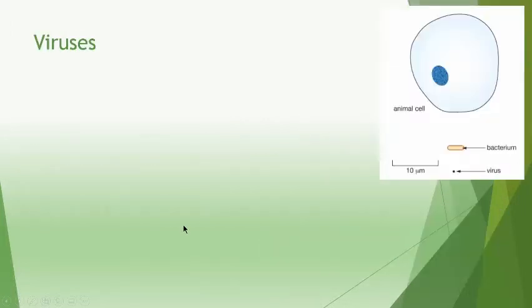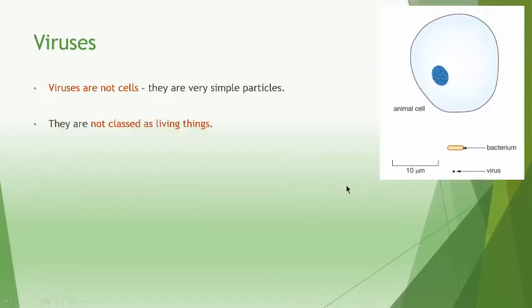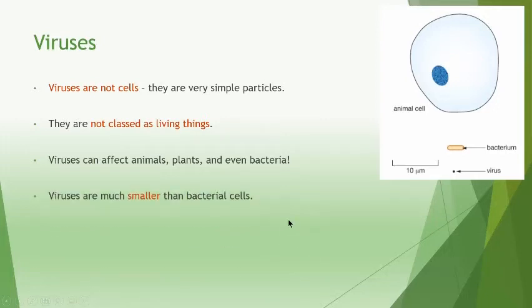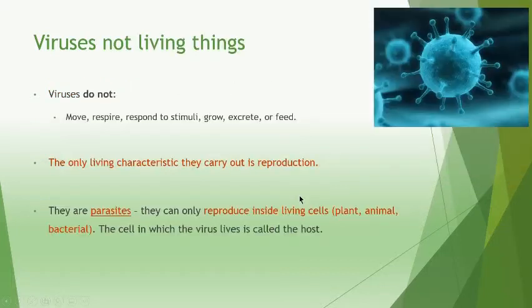However, we have bad viruses. First of all, viruses are not cells. They're very simple particles. You can see here, compared to a bacterium cell and an animal cell, it is incredibly small. They're not classed as living things, and we will cover why a little later in the video. Viruses can affect animals, plants, and even bacteria. Viruses are much, much smaller than bacterial cells, as I already explained.